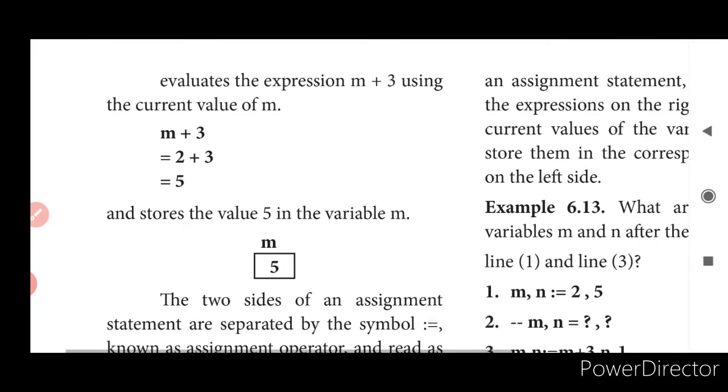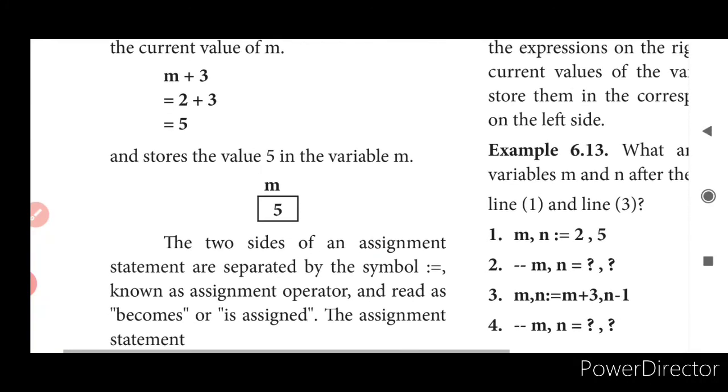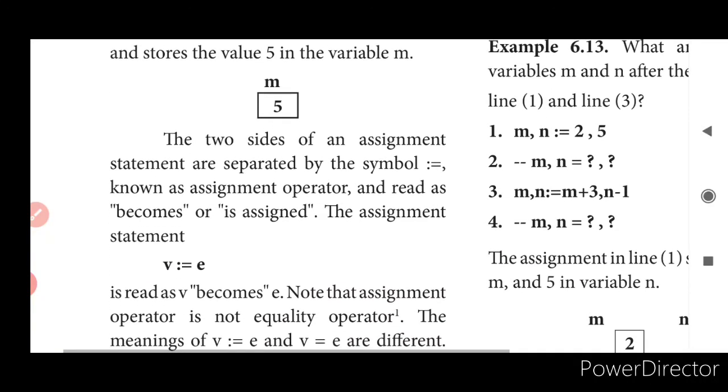So the value for M is going to be 5. Initially it was 2 and now it is 5. Yes, the two sides of an assignment statement are separated by a colon equal to. This is just for representing an assignment operator. A is equal to 2 means we are assigning value 2 to A. The assignment statement is V colon is equal to E, variable is equal to value.